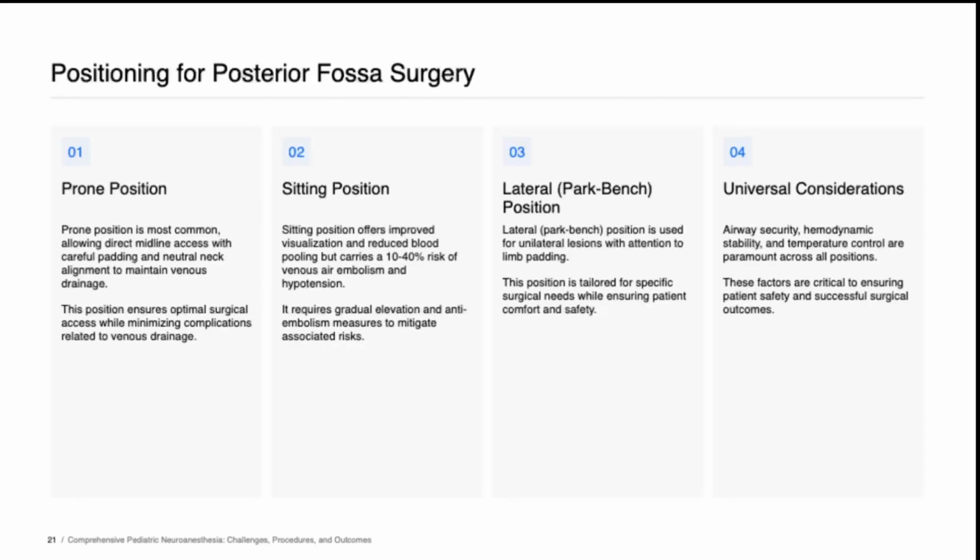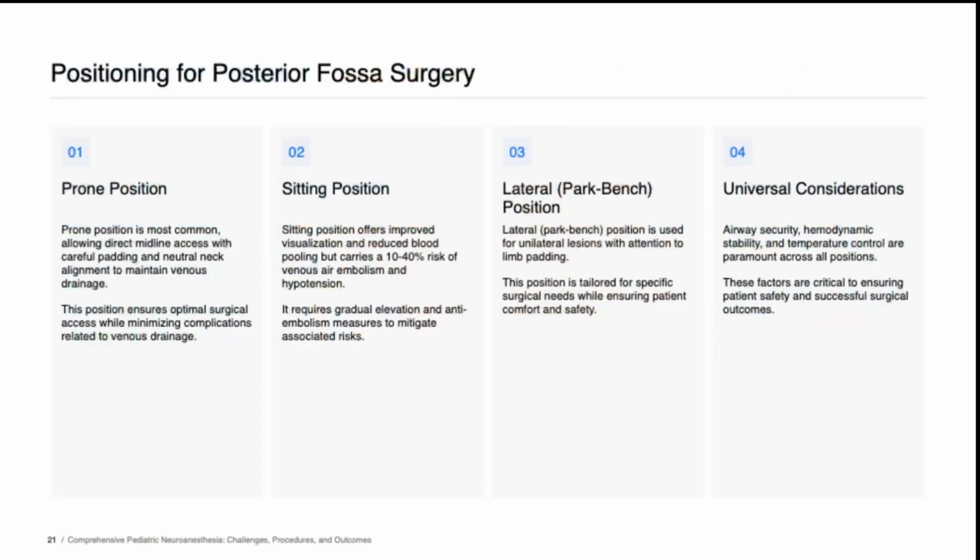Positioning, as I've said, the prone position is the most common. The sitting position can be done, but the risk of venous air embolism is a problem. Lateral, or the so-called park bench position, just to show you what that might be, is essentially, if you imagine you're lying laterally, but you've got an arm like this and like this, as if I'm lying on a park bench, and the head sort of tilts forward like that, and that allows you to often get to the lateral posterior fossa. Much fewer complications from that position, but you still need to be aware of it.